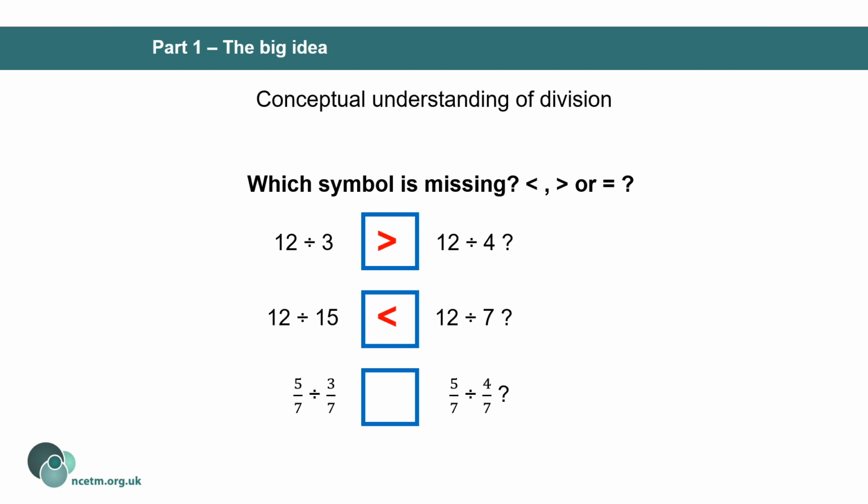And then likewise with the last one, similar again, we've got 5 over 7 divided by 3 over 7, and then 5 over 7 divided by 4 over 7. But again, out of the two, the larger divisor is the calculation on the right hand side. So therefore, using their reasoning skills, they should be able to complete this correctly once again.